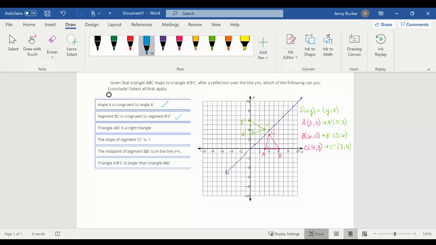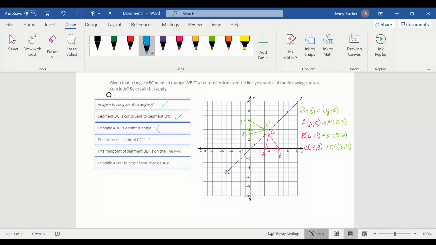Triangle ABC is a right triangle. We don't know that triangle ABC has to be a right triangle. It didn't specify that in the problem. And actually, the example that I used, triangle ABC, was not a right triangle. So that is not a conclusion that we can draw.